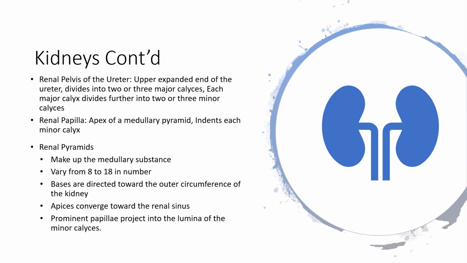Now the renal pyramids, these make up the medullary substance, okay? They can be anywhere from 8 to 18 in number. The bases of the pyramid are towards the outer circumference of the kidney. The apex is going to indent those calyces, and the apices are going to converge towards the renal sinus. Prominent papilla project into the lumina of the minor calyces. So these are going to look sort of like a corn kernel or the crown of a tooth.